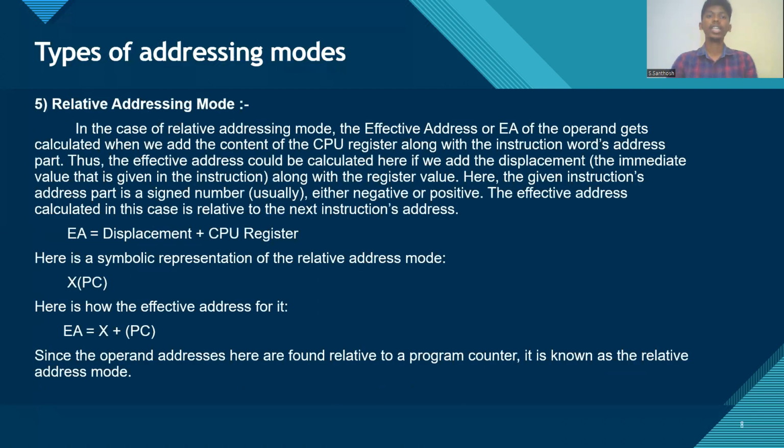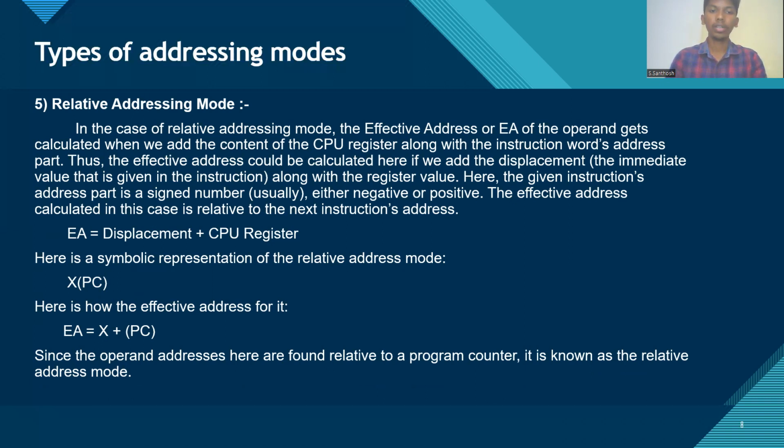So next we'll see relative addressing mode. In the case of relative addressing mode, the effective address, or EA, of the operand gets calculated when we add the content of the CPU register to the address part of the instruction word. So over here, the effective address equals the displacement plus the CPU register.